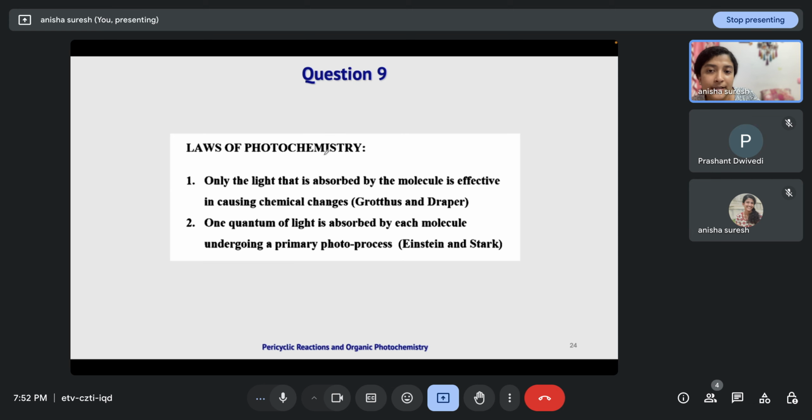Let us see what those laws are. One is the Grotthus-Draper law: only the light that is absorbed by the molecule is effective in causing chemical changes. Now, coming to the Stark-Einstein law: one quantum of light is absorbed by each molecule undergoing a primary photo process. So any molecule undergoing a primary photo process will absorb a quantum of light. These are the principal laws of photochemistry.